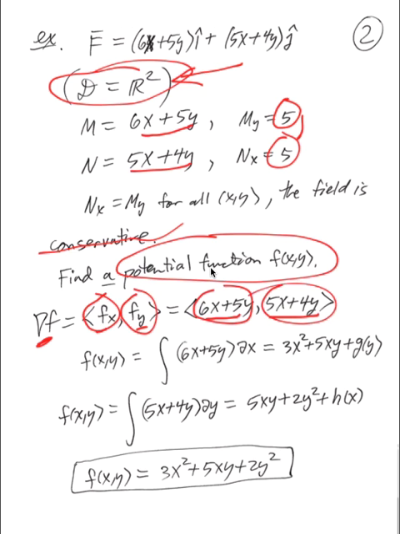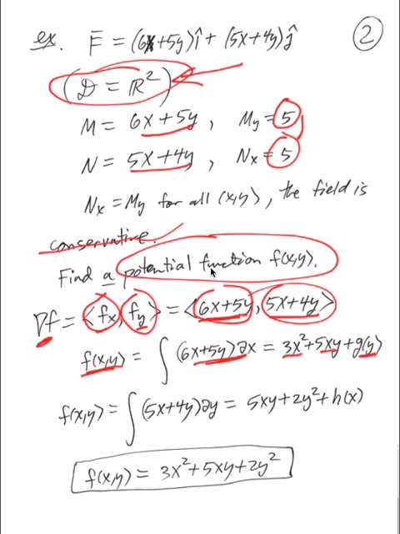Now, let's go ahead and do like we usually do, with a slight change in this one. I'm going to find f from f sub x. I'm going to integrate the M with respect to x, like usual, a partial integration. You can see that would be 3x squared plus 5xy plus an arbitrary function g. So we've got this. And then I'm going to do it a slightly different way. Some people like doing this better.